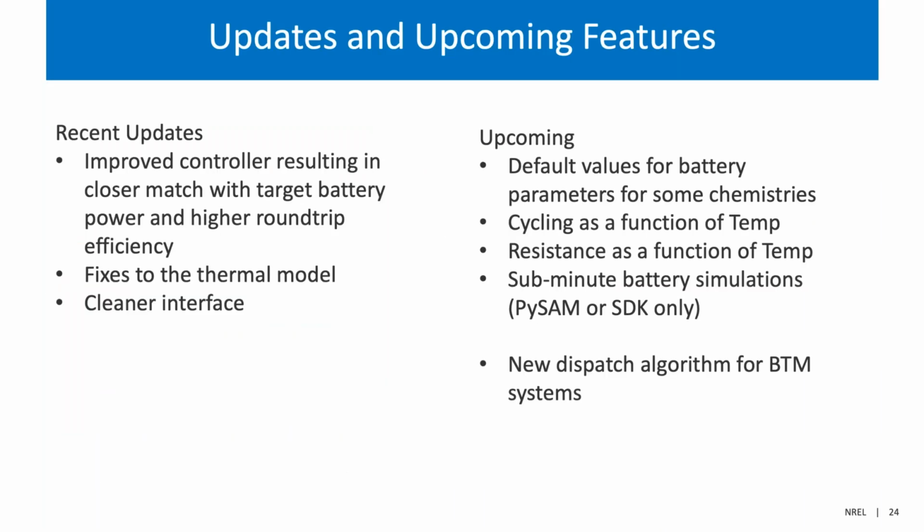We have the recent updates for an improved controller that results in a closer match with target battery power and a higher round-trip efficiency. We also have fixes to the thermal model and a cleaner interface. Upcoming features include default values for battery parameters for some chemistries, cycling as a function of temperature, resistance as a function of temperature, sub-minute battery simulations, which is available only through PySam or other SDKs, and also a new dispatch algorithm for behind-the-meter systems.